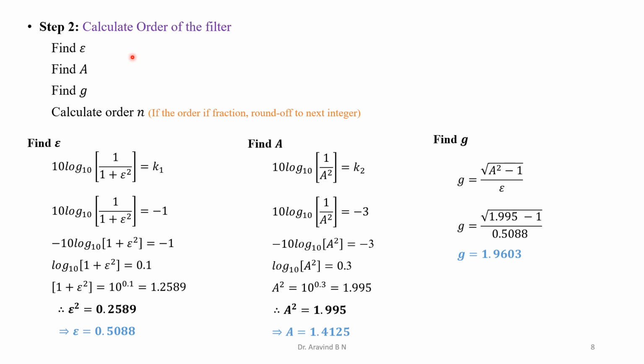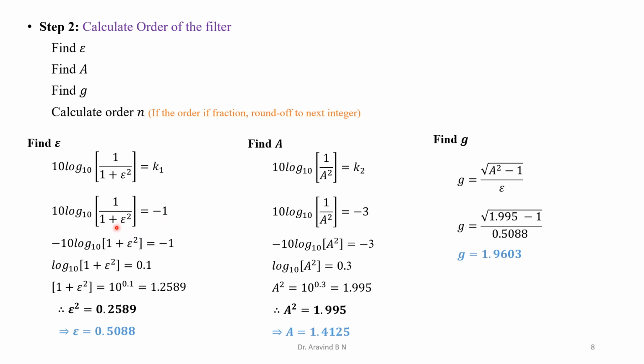Now calculate the order of the filter. So before calculating the order of the filter, we need to calculate these three parameters. So let us take one after the other. First, calculate the epsilon. To calculate the epsilon, we have the formula with the passband specification. The value of K1 is known, so that is minus 1 dB. So make a substitution for that.